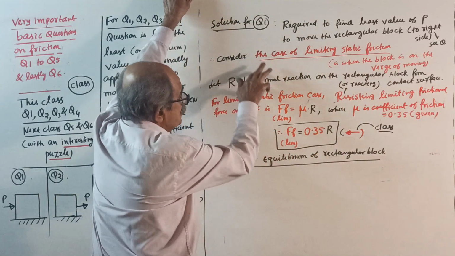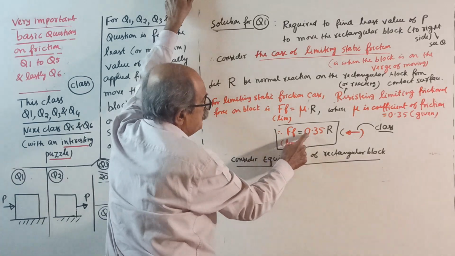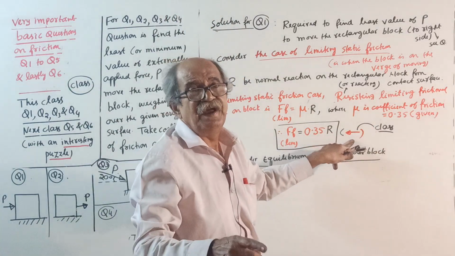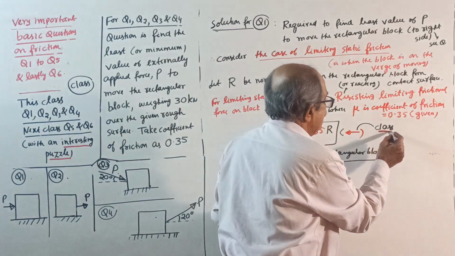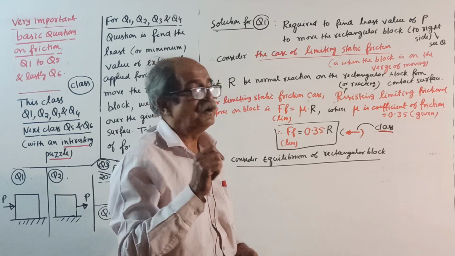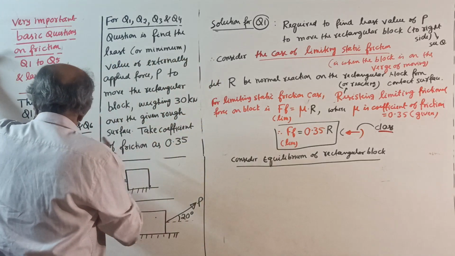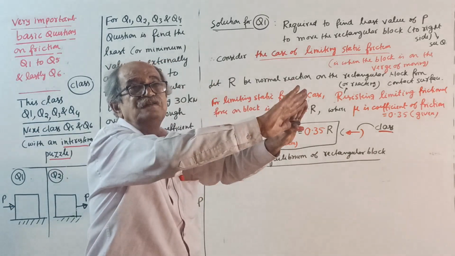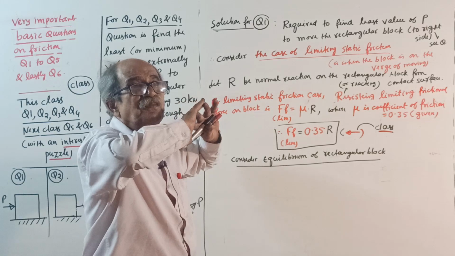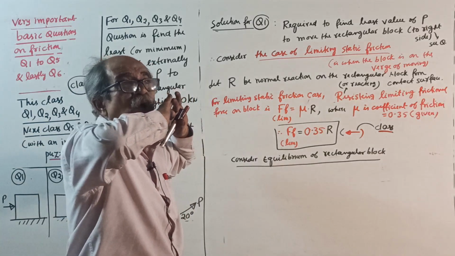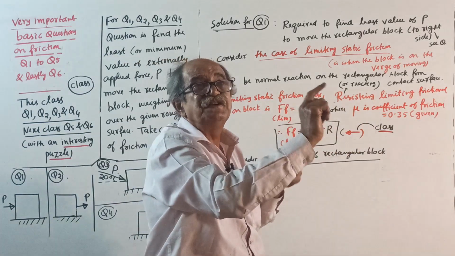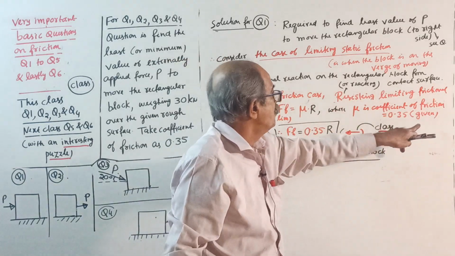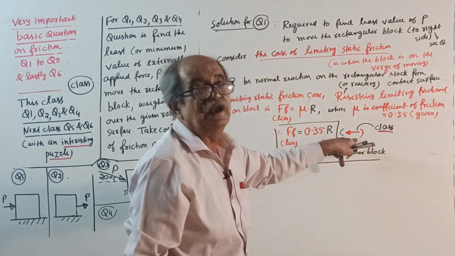Therefore, FF limit equal to 0.35 R to left side. Right. Why left side? You should write it, class. I will dictate. Actually, you know it. Make a note. The tendency of the force is to make the block move to right side. Since the tendency of the force is to move the block to right side, the frictional resisting force will act in the opposite direction, therefore left side. You write it left side, with the reason.